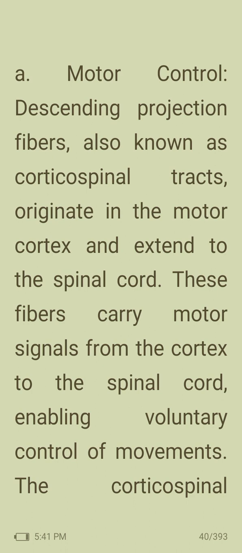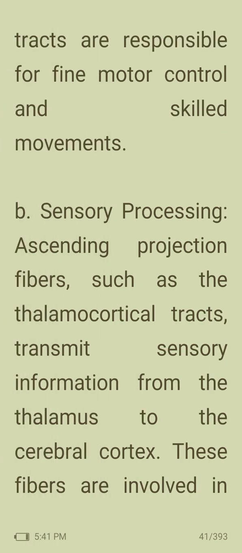Descending projection fibers, also known as corticospinal tracts, originate in the motor cortex and extend to the spinal cord. These fibers carry motor signals from the cortex to the spinal cord, enabling voluntary control of movements. The corticospinal tracts are responsible for fine motor control and skilled movements.